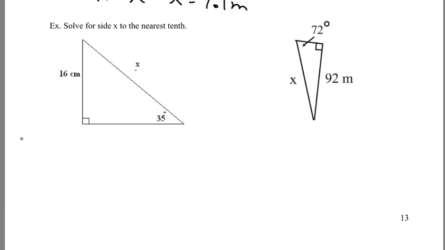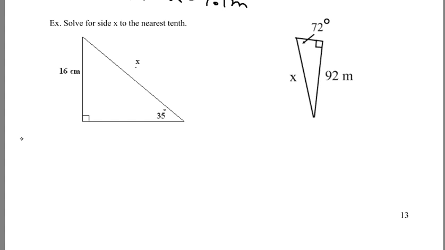Let's take a look at X on the left here, 16 and 35 degrees. Let's walk through the process. Step 1, reference angle. Which angle are we going to use? Well, we need to use the angle that we know. We know the 90, but 90 is never your reference angle. So we want sine of 35. So we're going to use the 35 in this case.